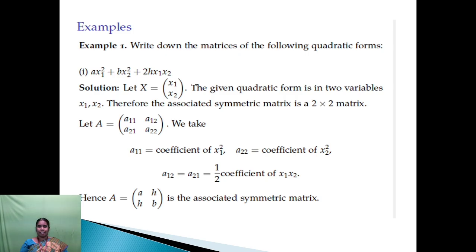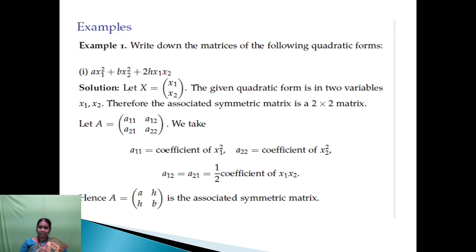In this way, we can convert our given quadratic form to a symmetric matrix. I am just giving the examples. Example number 1. Write down the matrix of the following quadratic form: a x1 square plus b x2 square plus 2h x1 x2. They have given a quadratic form, so everything has order 2. First let x take the value of x1 and x2.